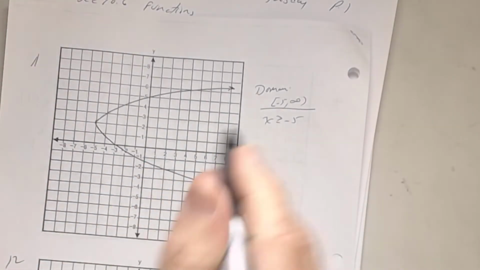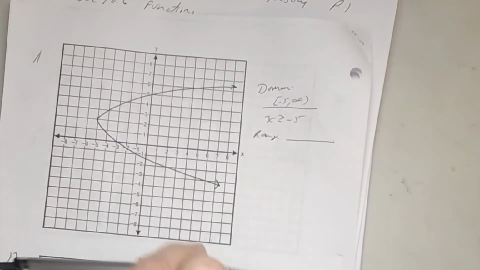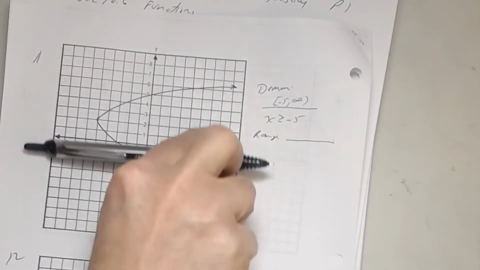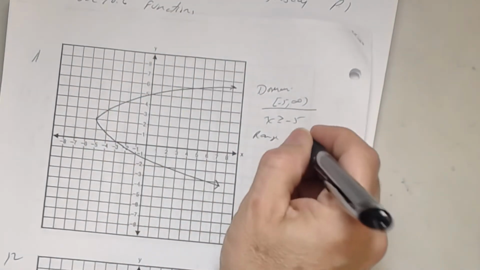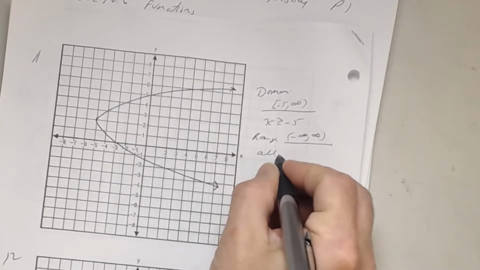What's the range? Going from bottom up, -infinity to +infinity. How else can you write that? All right.